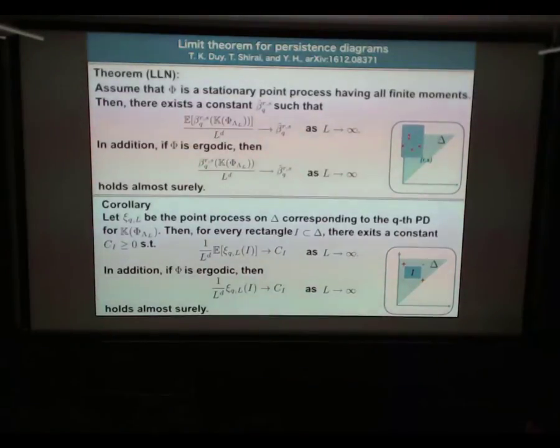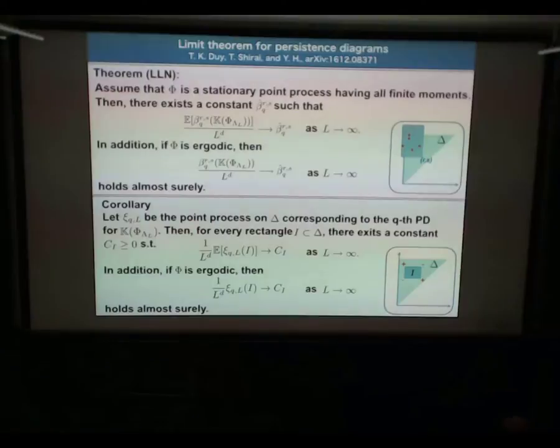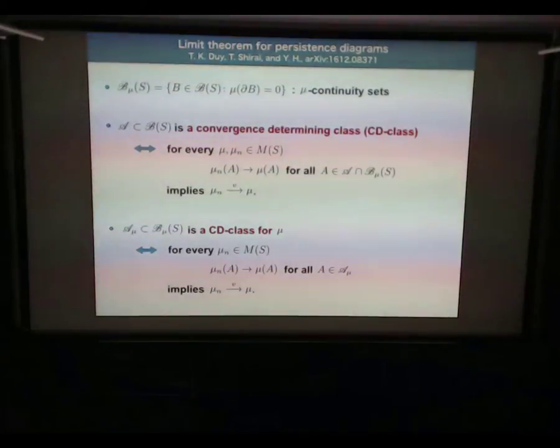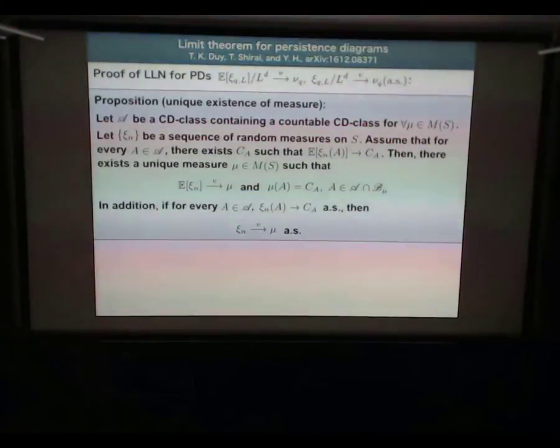So let me summarize. So far, for each given rectangle on delta, we could assign a certain value by this. In order to complete our theorem about the convergence of the persistence diagram, we need to build a measure on delta based on this partial information, not only on rectangular parts, but on any set in the Borel sigma algebra. So in order to complete the proof, we need some further concepts from random measure theory. But since I have no time, I will skip this. Roughly speaking, the proof of the law of large numbers for the persistence diagram follows in this way.